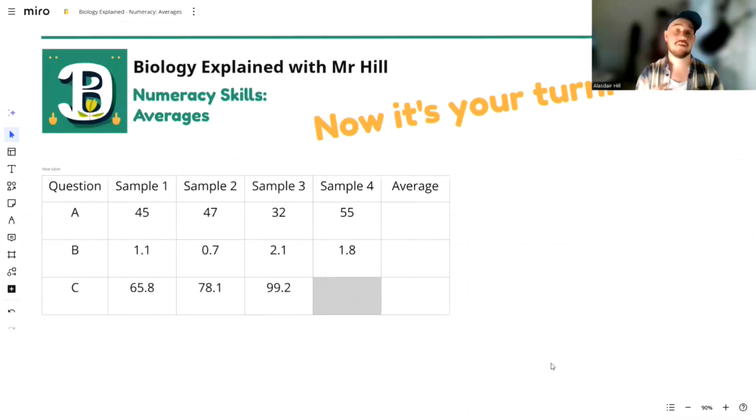Okay, so now you've seen how to calculate an average, it's now your turn to have a practice. So on the screen, you can see a table with 3 different sets of data. Samples A and B have got 4 sets of data, and question C there has 3 sets of data. What I'd like you to do is to have a go at calculating these averages, remembering that all you have to do is add up the values and divide by the number of values that are there. So pause the video, grab yourself a calculator, and when you're ready, we can look at the answers.